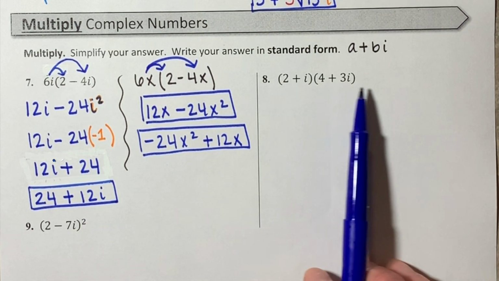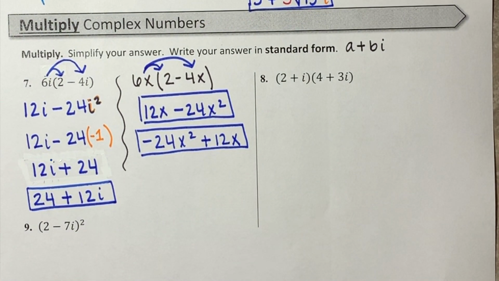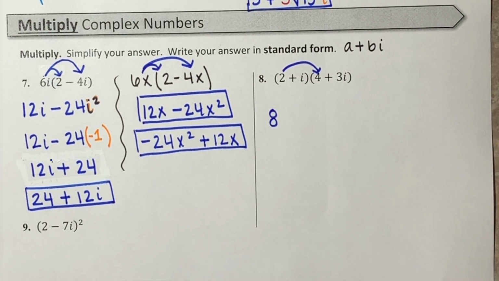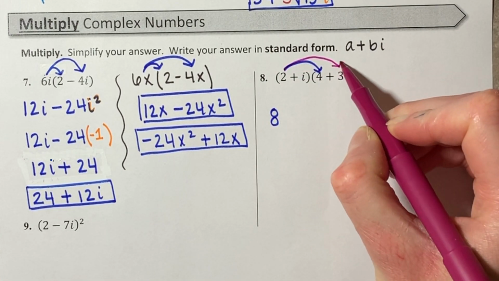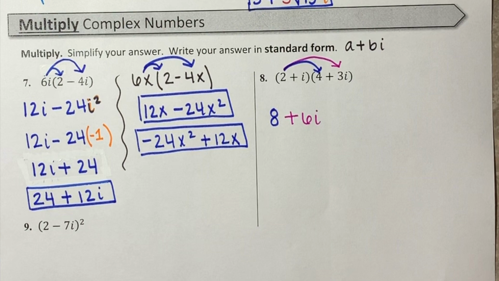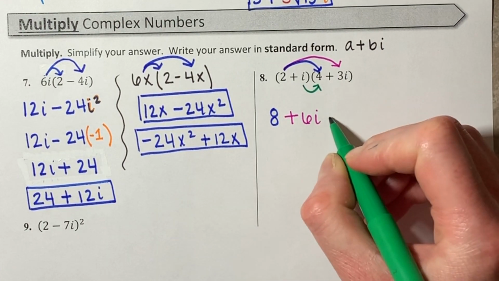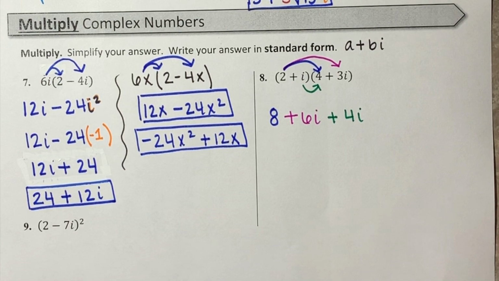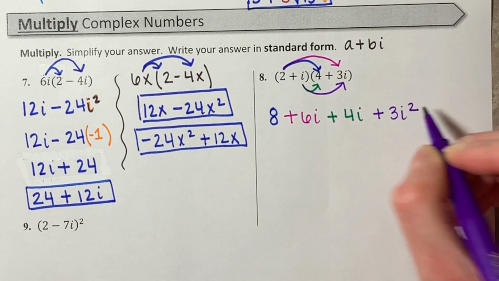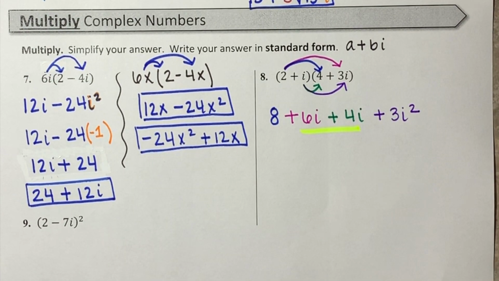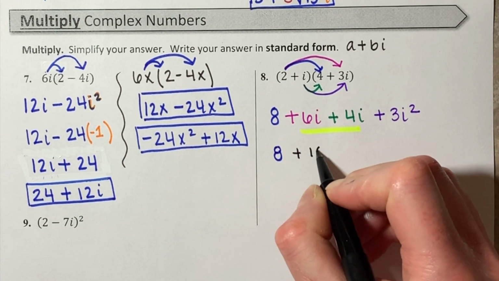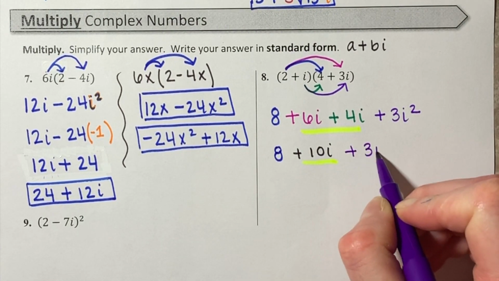Let's go ahead and take a look at this problem, and we want to FOIL here. So to FOIL, we'll multiply the first. 2 times 4 will give us 8. Then we'll do the outer. 2 times a +3i will give us a +6i. Then we'll do the inner. I times 4 will give us a +4i. And then we'll do the last. I times 3i will give us a +3i squared. These are like terms, so let's go ahead and combine those to get 8 plus 10i plus 3i squared.